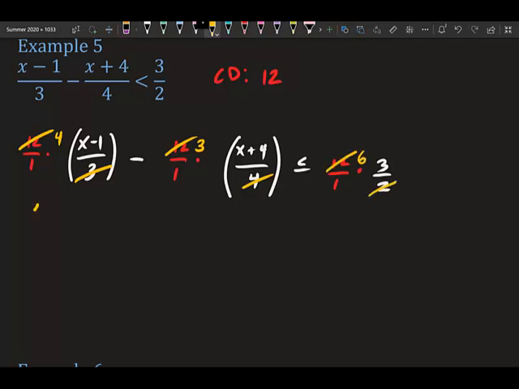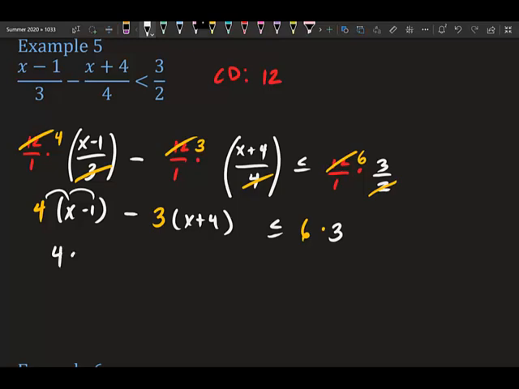So all we're left with is 4 times x minus 1 minus 3 times x plus 4 less than or equal to 6 times 3. So let's go ahead and distribute. We have 4x minus 4 minus, let's keep distributing. So negative 3 times x is negative 3x. Negative 3 times 4 is negative 12. And that's less than or equal to 6 times 3, which is 18.